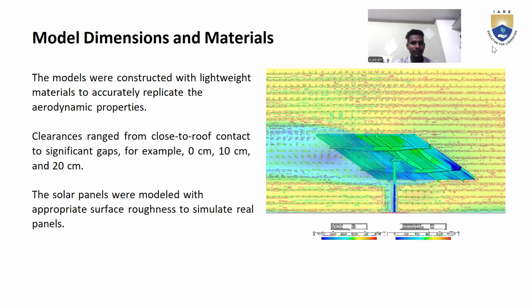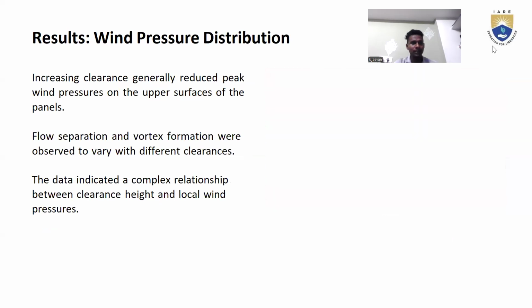Model dimensions and materials. The models were constructed with lightweight materials to accurately replicate the aerodynamic properties. Clearance ranged from close to roof contact to significant gaps, for example, 0 centimeters, 10 centimeters, and 20 centimeters. The solar panels were modeled with appropriate surface roughness to simulate real panels.